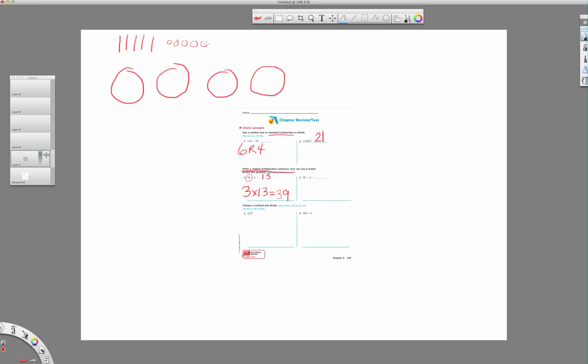1, 2, 3, 4, 5, 6. Now, I have 5 10 sticks, but I only have 4 groups. So I'm going to take those first 4 and spread them out evenly because remember each of our groups has to be even amongst the 4 groups. So I've used these 4. I have 1 left over. It's not fair to give it to just 1 group, so I'm going to break up this 10 stick into 10 more ones. 1, 2, 3, 4, 5, 6, 7, 8, 9, 10.